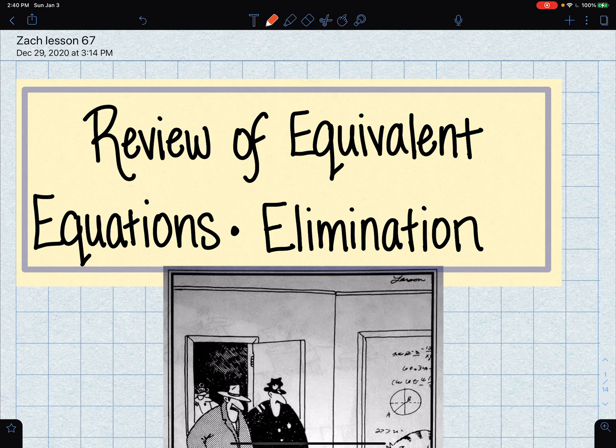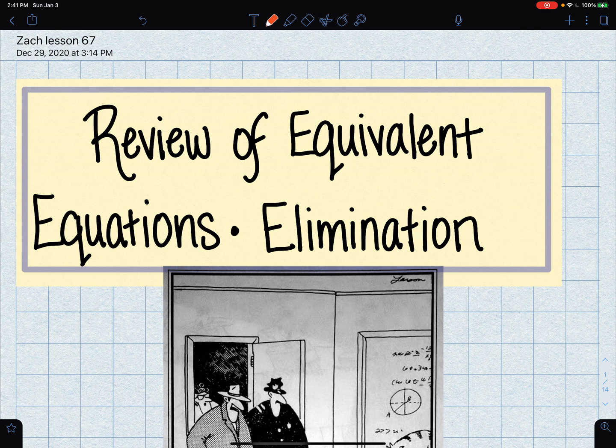This one is fun because we are going to review equivalent equations. That's when you multiply everything in the whole equation by a number, and it's an equivalent equation. Then we're going to talk about a new thing, which is called elimination.